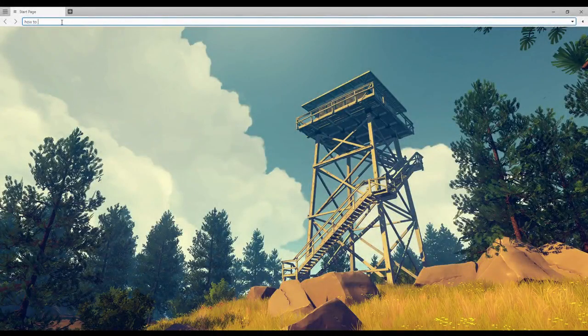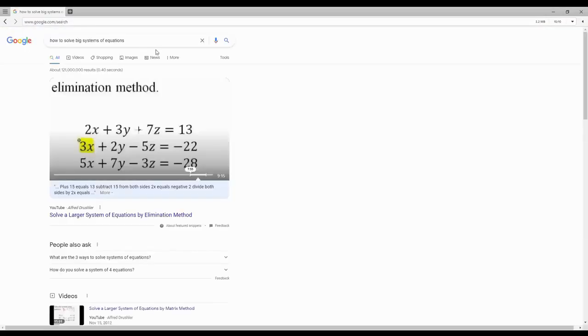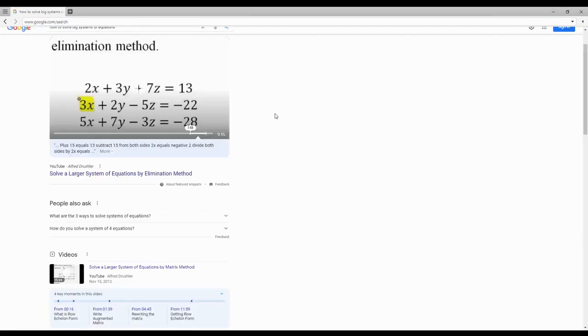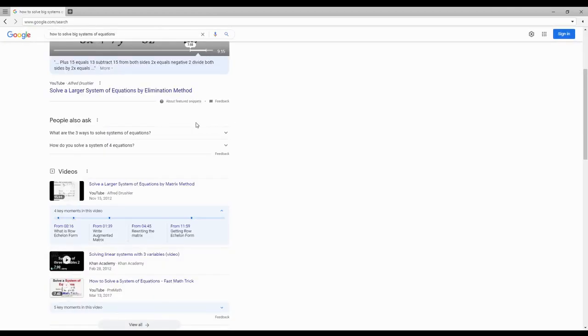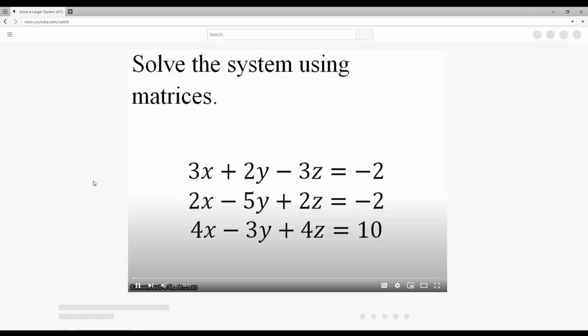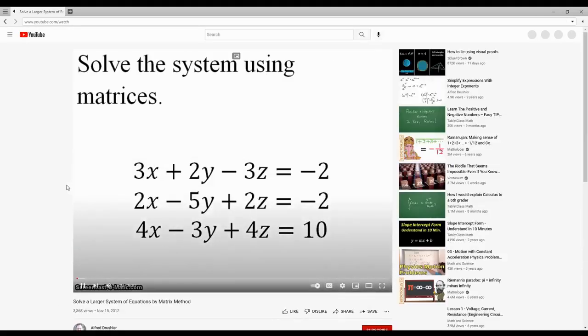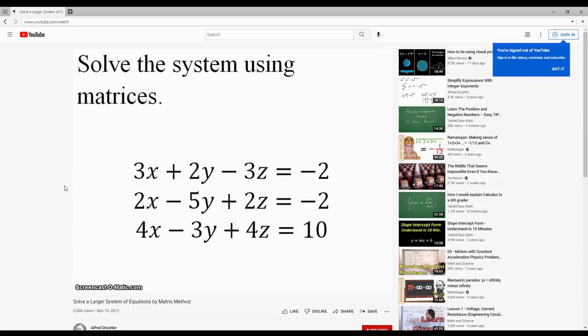Of course, we're going to consult Google here. How to solve big systems of equations. Alright, elimination method, we can't use that. Oh, solve a larger system of equations by matrix. This could be it. Okay, in this video we're going to be solving this system by using matrices.